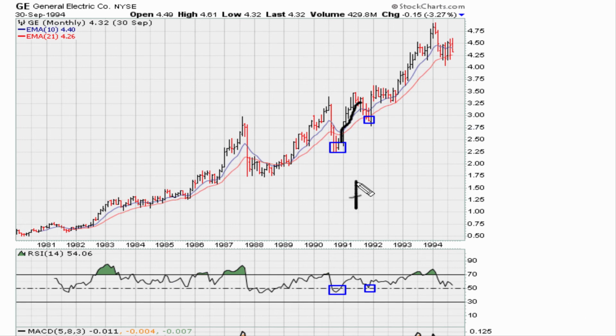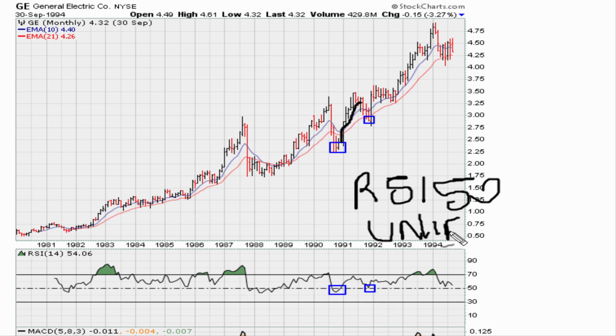That's how you use the RSI 50 support. Anytime you get uniform activity around the RSI 50, it tends to suggest that that is actionable activity. So take a look.